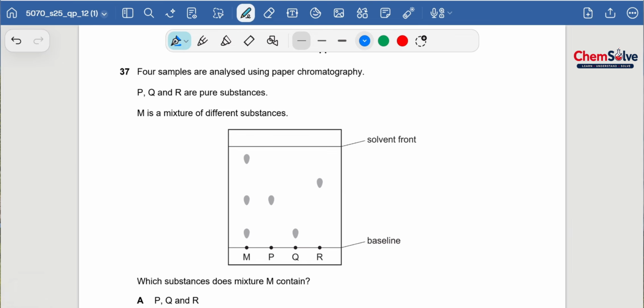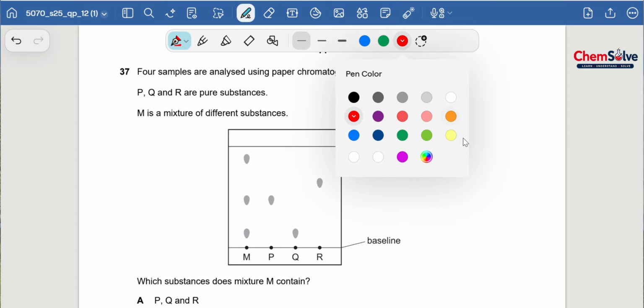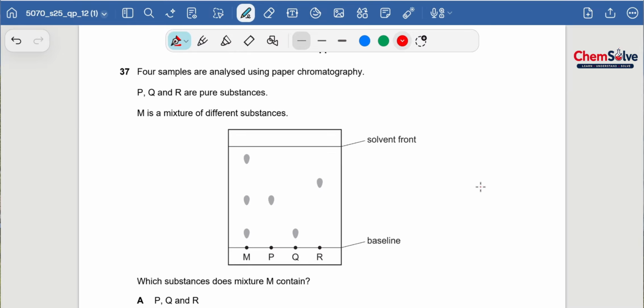Okay, now 37. 4 samples are analyzed using paper chromatography. P, Q, and R are the pure substances. M is a mixture of different substances. If you look at the spots, then you will come to know that there is one spot of Q that is exactly at the same place as M, and there is one spot of P that is exactly at the same position as M.